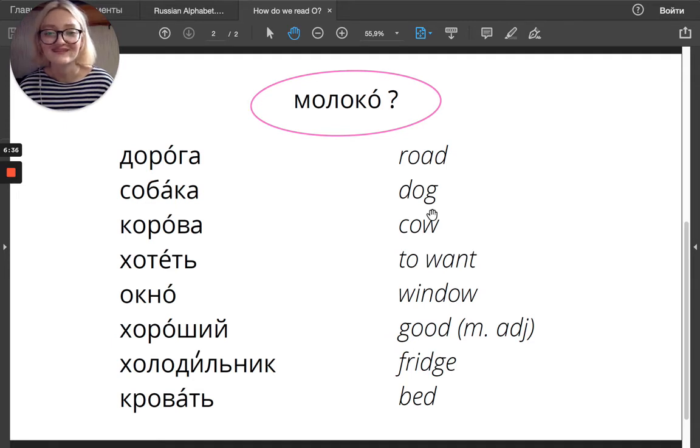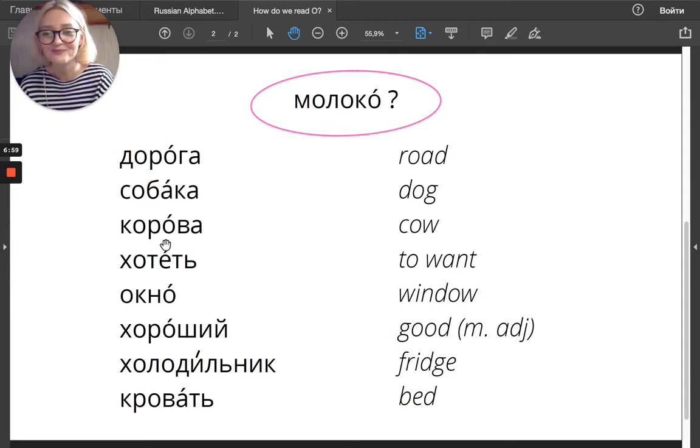Next one is dog. Try to read it first. Okay. Собака. Read all like A, not stressed. Собака.